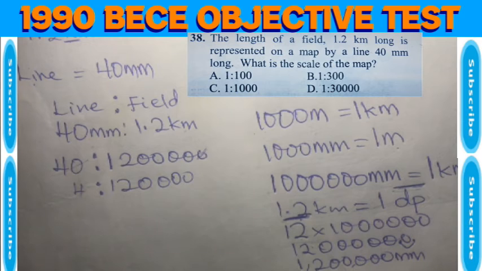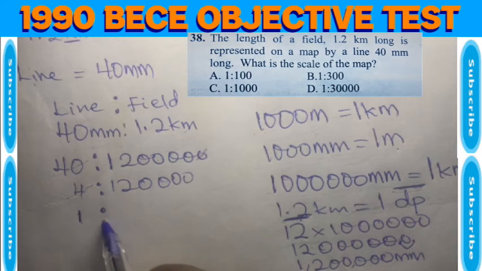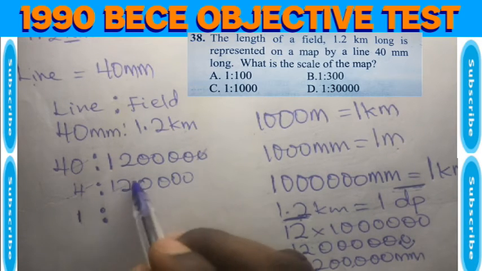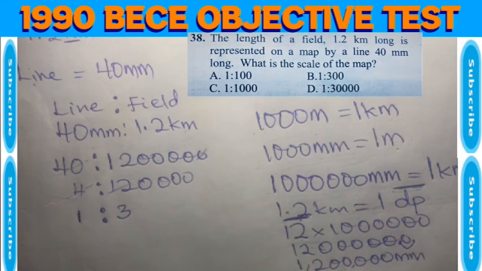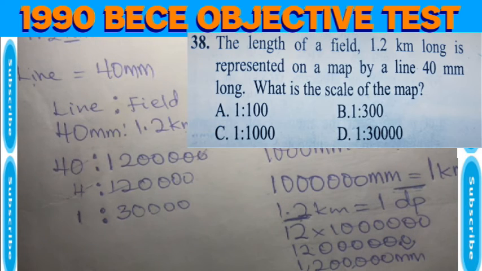So to continue, 4 will divide itself a single time, which will give you 1. And then 4 divides 12 over here 3 equal times. And then we have 4 zeros. So we add the 4 zeros. So the scale of the map is going to be 1 to 30,000. That is the scale of the map. So we are done with question 38. Now we can box on and have a look at question 39.